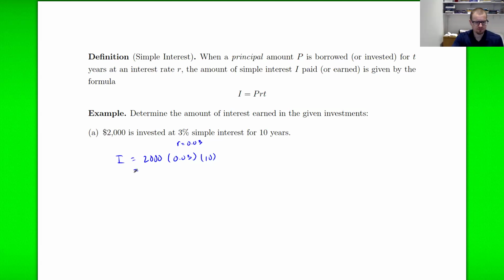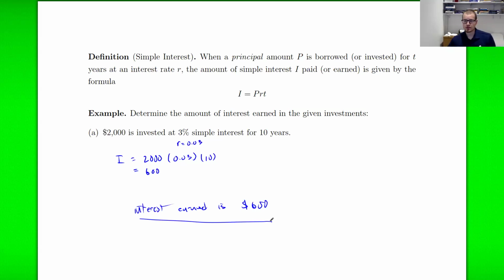Perform the computation. This turns out to be 600. So the interest earned is $600. That's what we were interested in finding there.